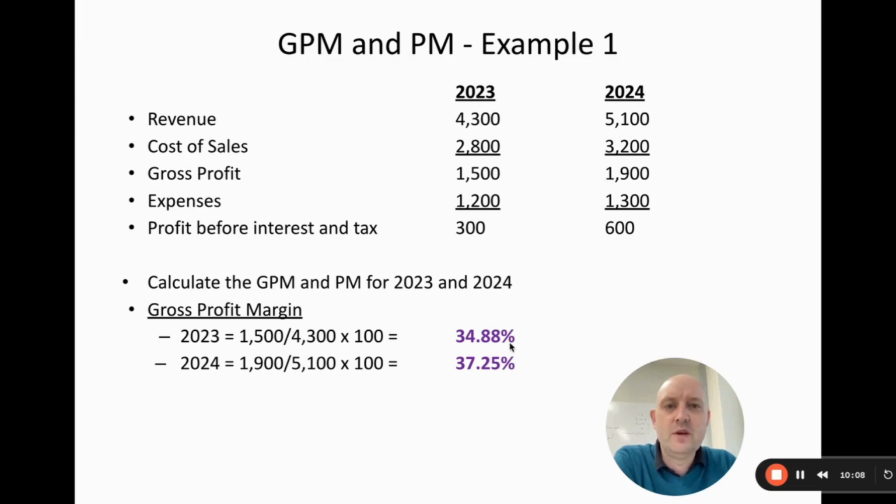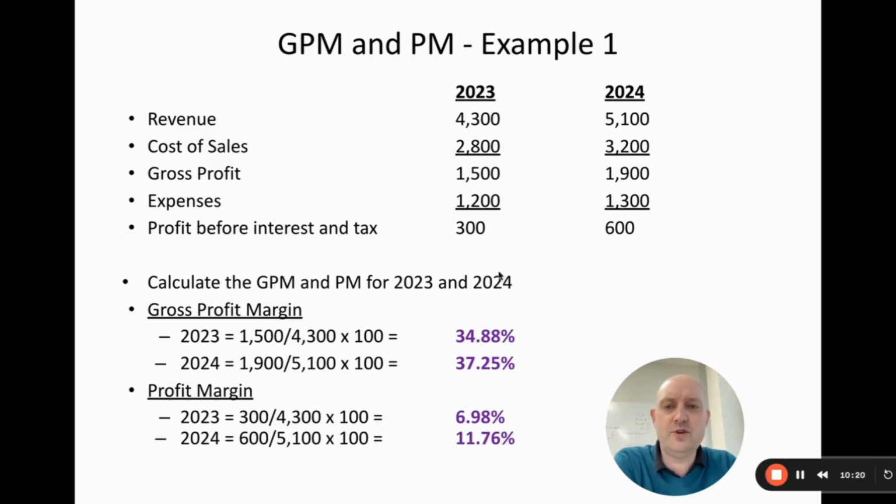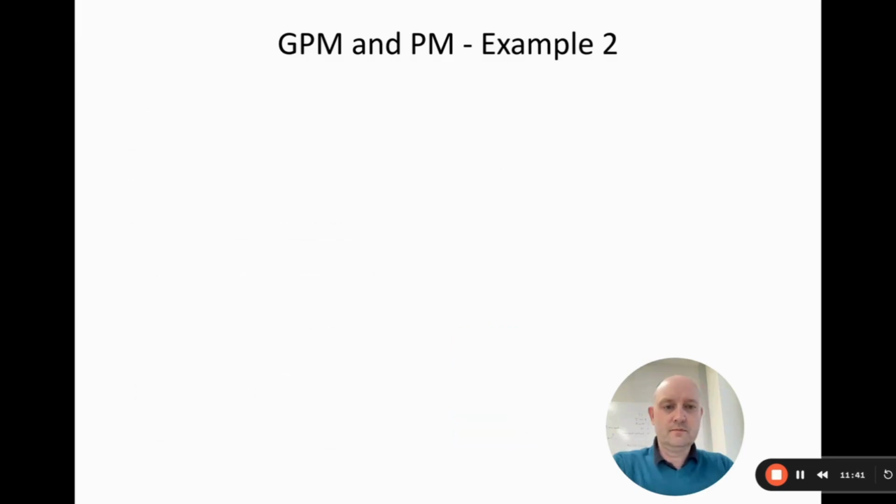So you can see that the business is making more money in 2024 and also the margin's gone up. So you can see that they're actually making more money and they're doing better with that revenue overall. Profit margin, we just use the numbers down here. So 300 over 43 etc., etc. And you can see that their profit margin has doubled over this time period. So not only are the numbers better, but their profit margins are getting better. So they're controlling their expenses better overall.